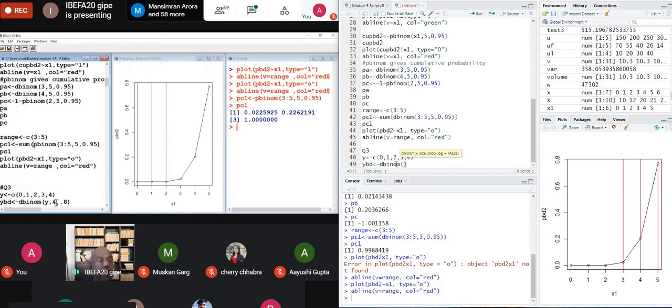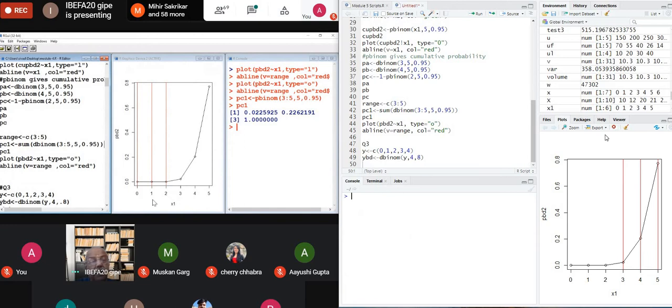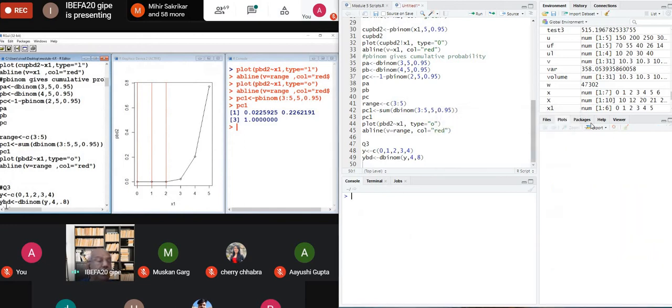Instead of P binom, compute D binom and get the output. Finished.